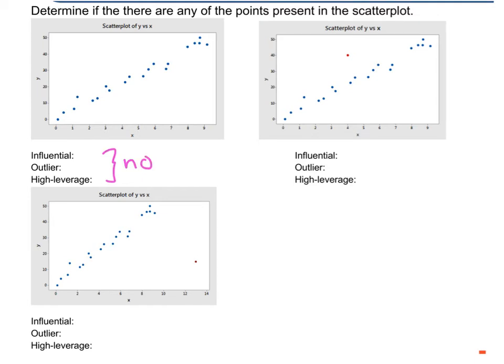In my second scatter plot, now I have this in color, making it rather obvious. But this point right here, I would call this an outlier, yes. So is it high leverage? No, it's not extreme in its x, but then is it influential? Well, I would say yes, because it is definitely going to impact my correlation. May not impact my slope or my y-intercept.